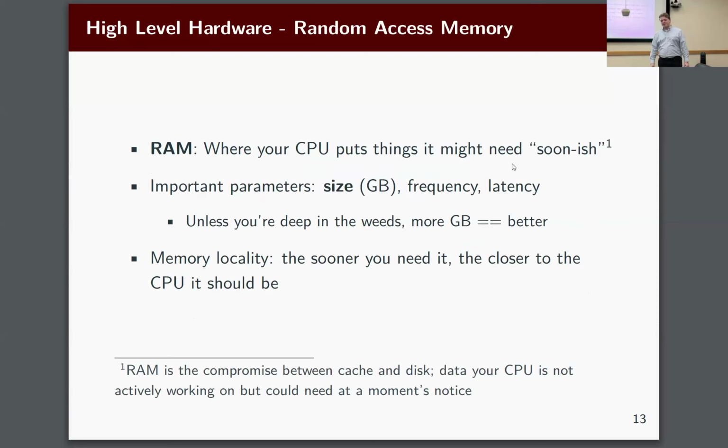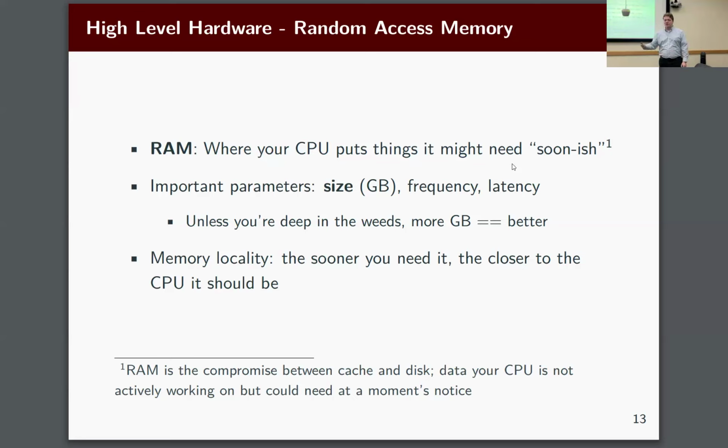And speaking of memory, the random access memory, which I'm just going to call memory, is where your CPU puts things that it might need soon, in quotes, and I'll talk about that in a second. Really, the main thing here is just size. If you have more RAM, you can hold more things. Your CPU can keep more things sort of on standby that it might want to use pretty quickly.